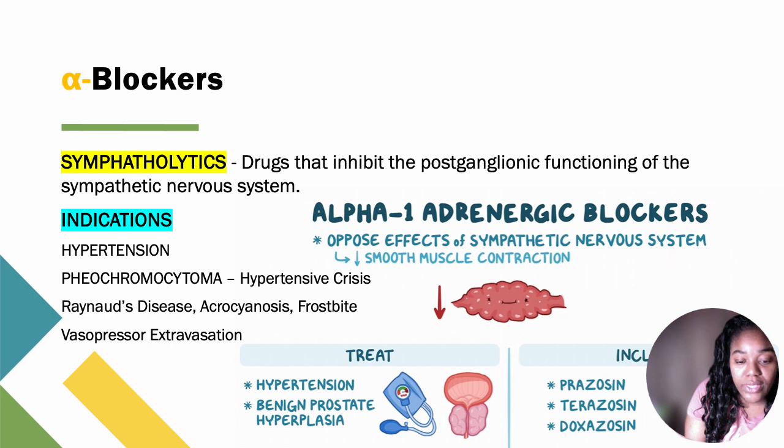So you do treat hypertension with this, high blood pressures, and you also treat benign prostate hyperplasia, where your prostate is swollen to the point where it's preventing you from peeing. This actually helps you urinate. So the medications that are considered alpha 1 adrenergic blockers are your prazosin, terazosin, and doxazosin. And again, that is used to treat hypertension and BPH, or benign prostatic hyperplasia.